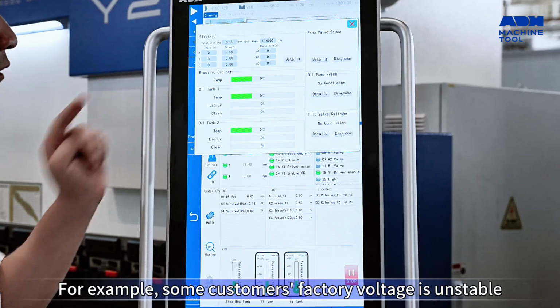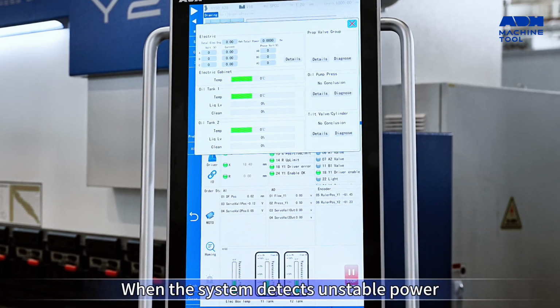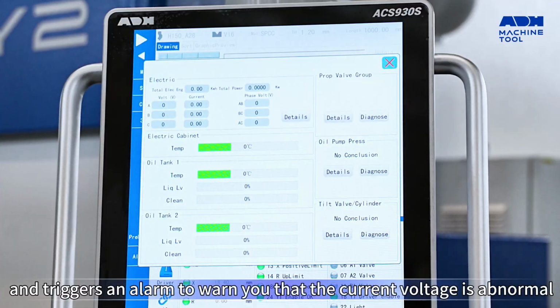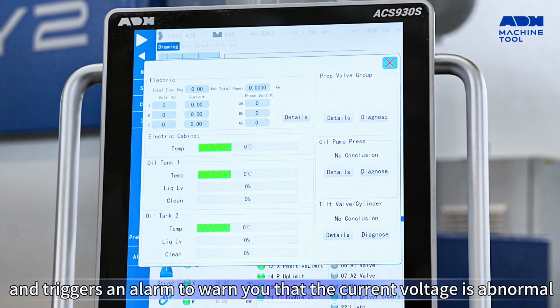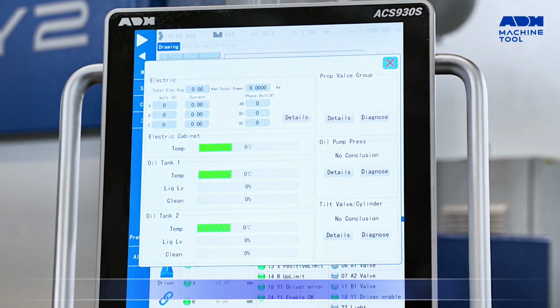For example, some customers' factory voltage is unstable. When the system detects unstable power, it actively intervenes in the machine's operation and triggers an alarm to warn you that the current voltage is abnormal, protecting our electrical components from damage.